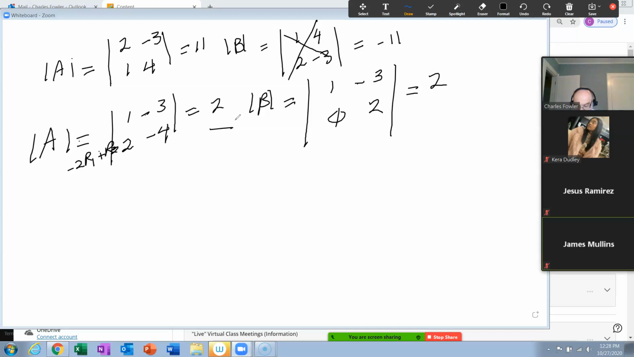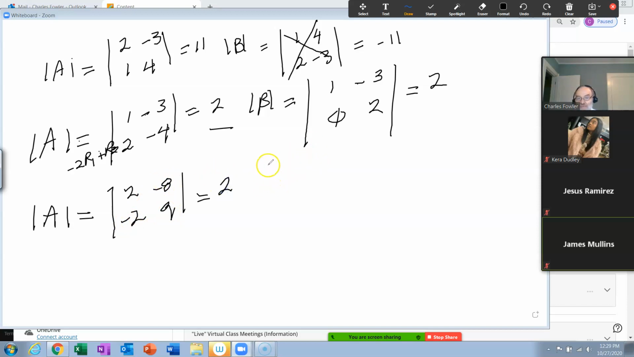Now we're going to do one more. Here is determinant of A, and that's going to be the determinant of 2, negative 8, negative 2, 9. Okay, let's do that determinant. Again, 2 by 2s are easy. 18 minus, because it's up diagonal, 16, that would be 2.